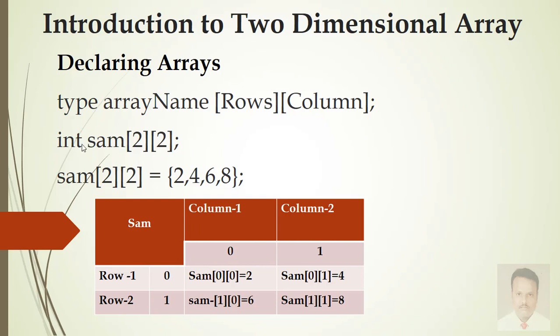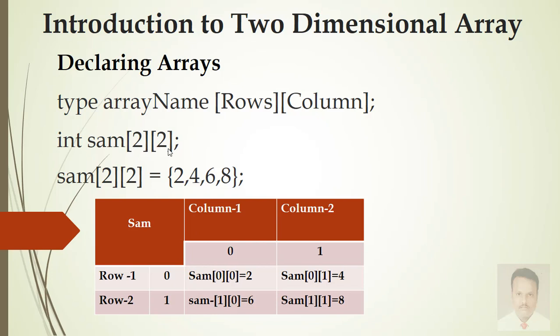For example, the data type is integer, the array name is Sam, the number of rows is 2 and the number of columns is 2. So how many values can this array store? 2 into 2, that is rows into columns. So 2 into 2, 4.